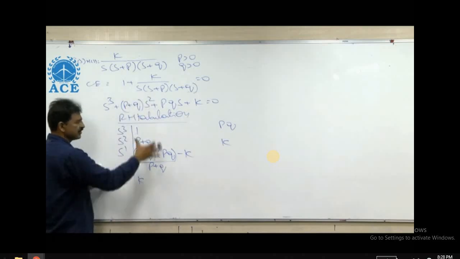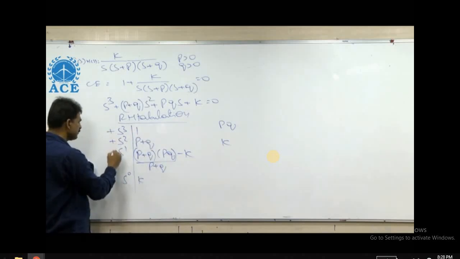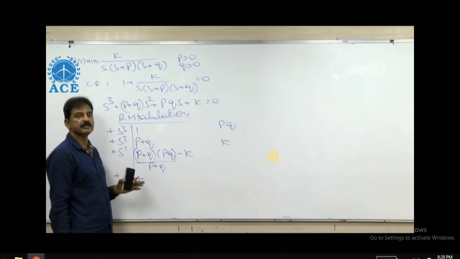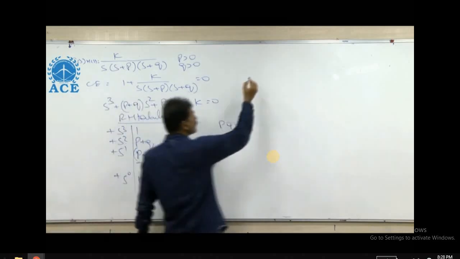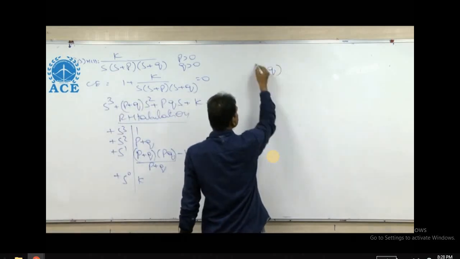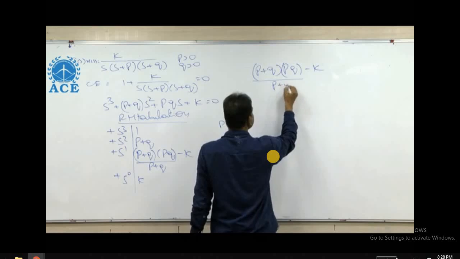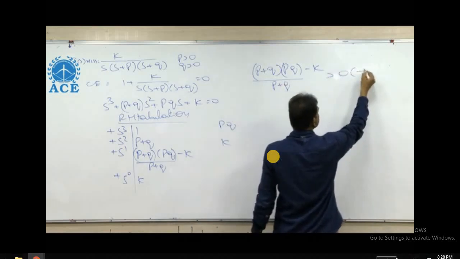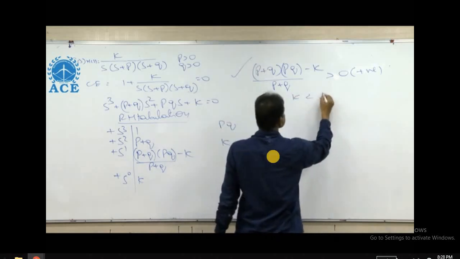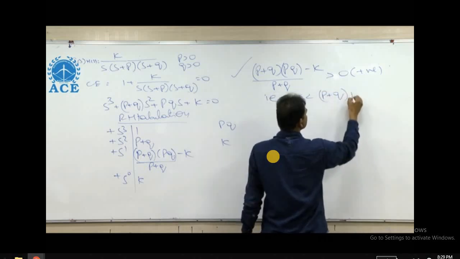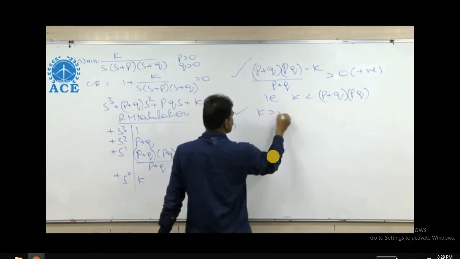Using the RH tabulation, we can easily find. This is the RH tabulation, and all the first column elements must be positive. There must not be any sign changes for stability. This is positive, this is positive. Therefore, the s power 1 coefficient also should be positive. That means (pq minus K) divided by (p plus q) should be greater than 0, that is positive. From this we get K less than (p plus q) into pq. This is one condition. From the last one, K greater than 0.